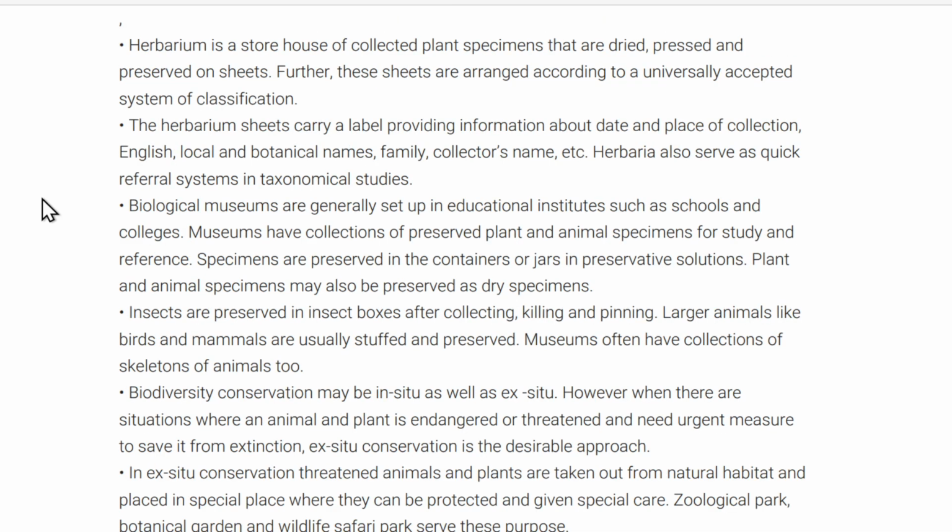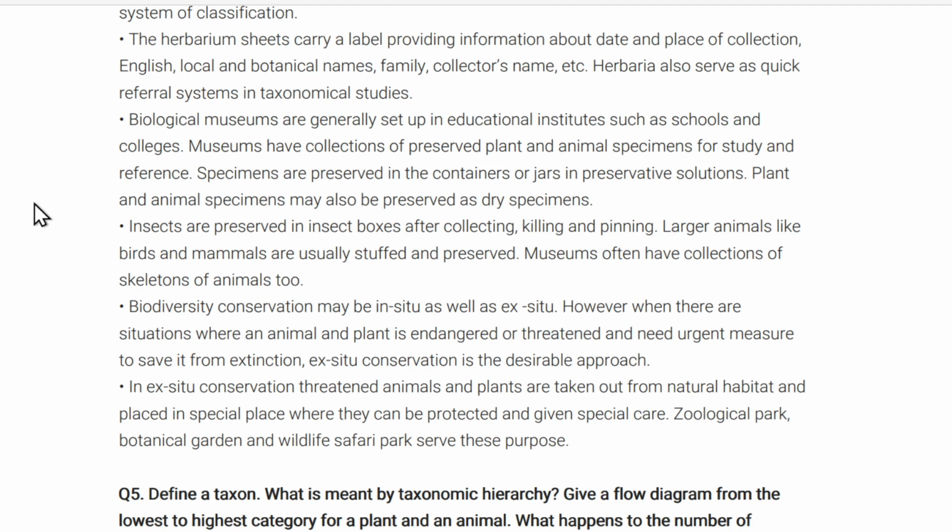Biological museums are generally set up in educational institutes such as schools and colleges. Museums have collections of preserved plant and animal specimens for study and reference. Specimens are preserved in a container or jar in preservative solution. Plant and animal species may also be preserved as dry specimens. Insects are preserved in insect boxes after collecting, killing and pinning. Larger animals like birds and mammals are usually stuffed and preserved. Museums often have collections of skeletons of animals too.